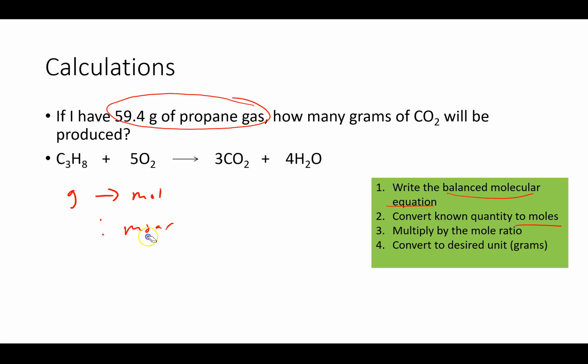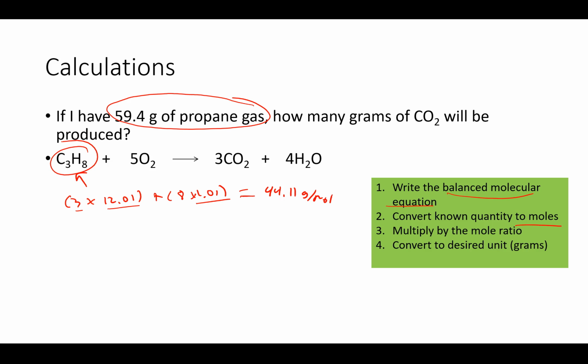All right? So what we're going to do is figure out the molar mass of propane gas. I've got 3 carbons and 8 hydrogens. I'm just taking the number of hydrogens times the mass of hydrogen and the number of carbons times the mass of carbon. And when I add those quantities together, I should get 44.11 grams per mole for propane.